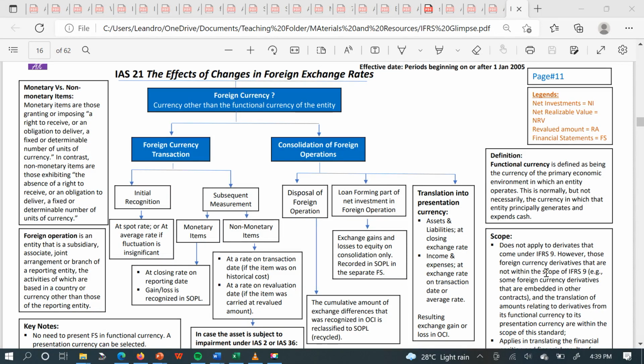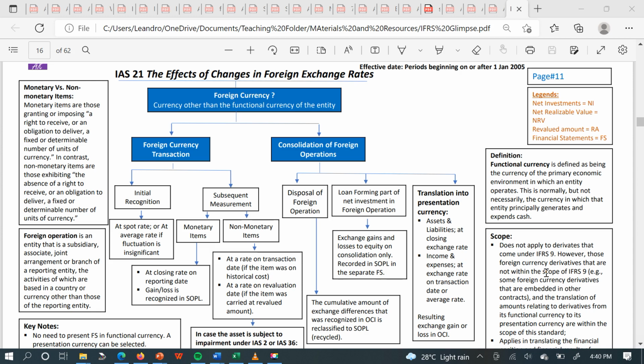So IAS 21, the effects of changes in foreign exchange rates. So this standard accounts for the fact that rates change. We are in Ghana. Perfect example. We began the year with 3 cedis. Somewhere in the middle of the year is 5 cedis. Now at the end of the year, we are talking 8 cedis. So the effect of the changes is what we are accounting for.